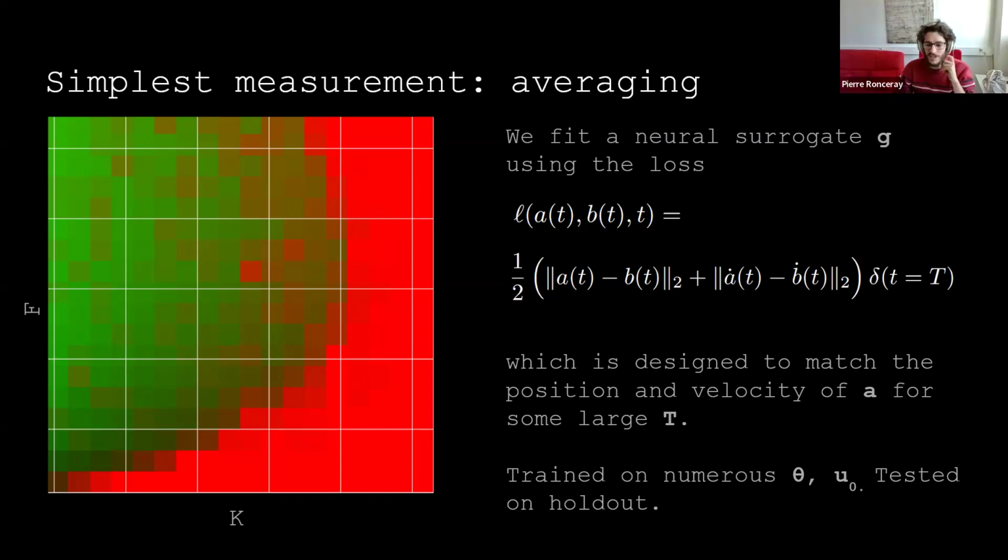So I understand how you match the parameters theta between A and B because, well, they share the same parameter space, but how do you match U0? How do you match the initial condition?